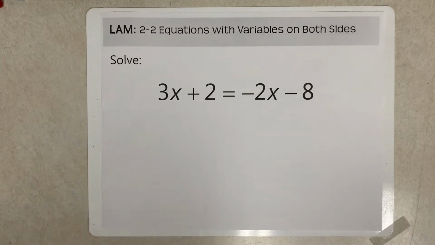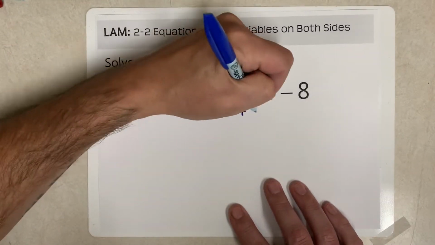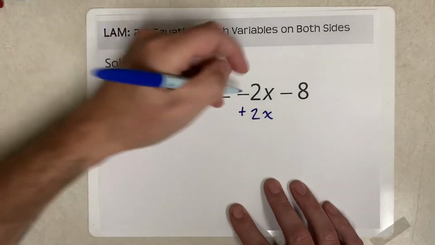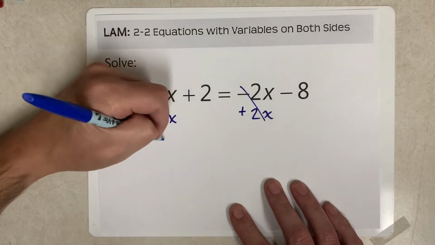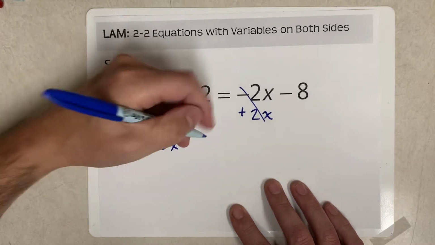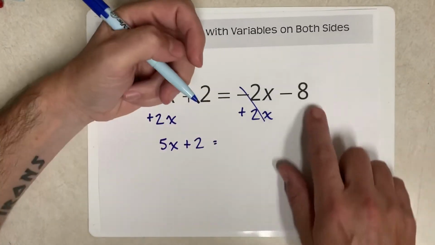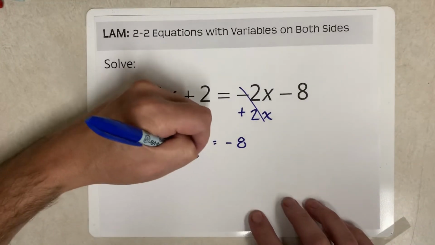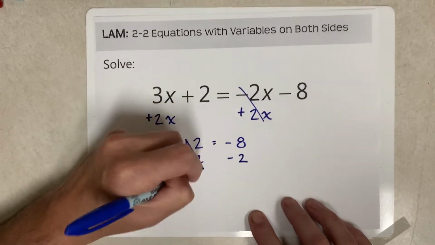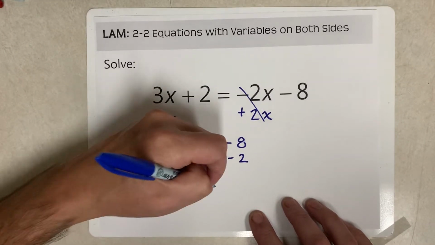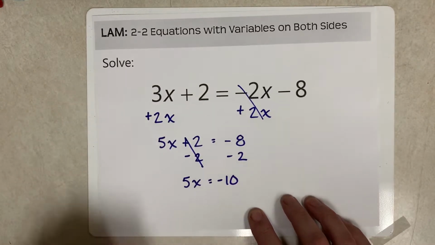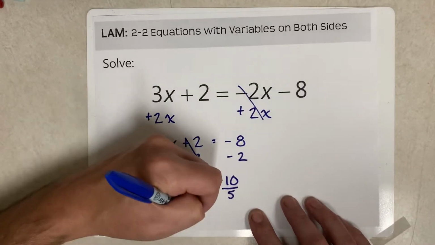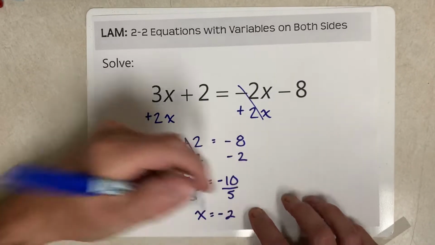All right, this one, I'm going to add 2x to both sides. Cancel those. 3 plus 2 makes 5x. Bring down my plus 2 equals negative 8. Two-step equation, subtract 2, bring down my 5x equals negative 10, divide by 5, and it looks like x is going to be equal to negative 2 for that one.